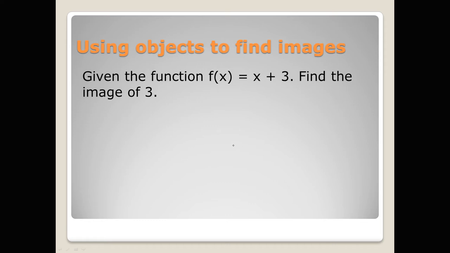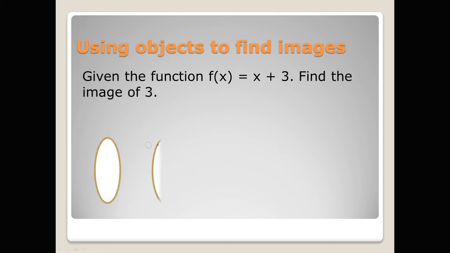Right, so this is the question that you guys will encounter, an example. I've simplified it so it wouldn't take a lot of words, but basically they would have the same idea. Given the function of f(x) is x plus 3, find the image of 3. So in this question it says find the image. That's what I want. That means the 3 would be the object.